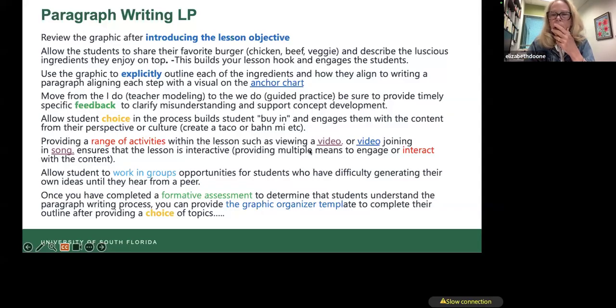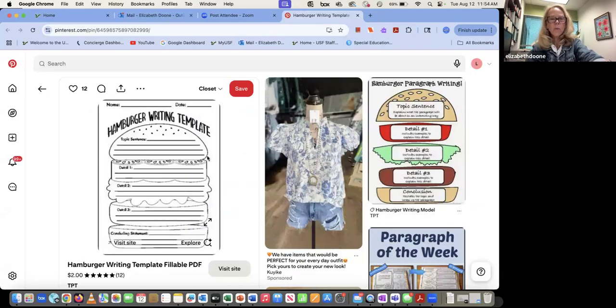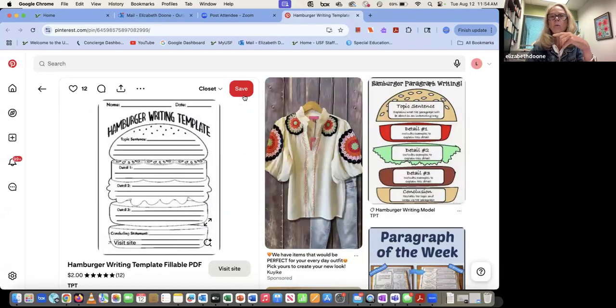So there's different things. And then I wanted to show the anchor chart I would give the students. So they had the visual anchor chart, but then they would fill out this one on their own.